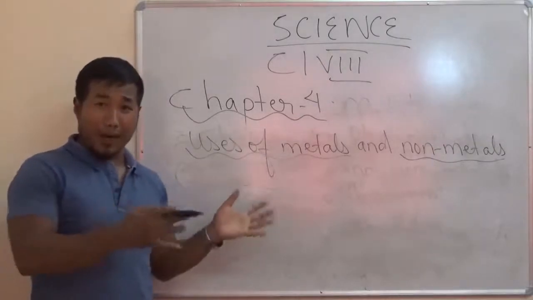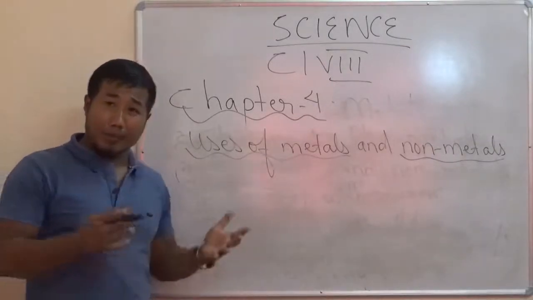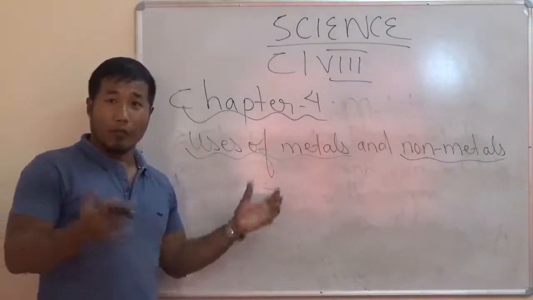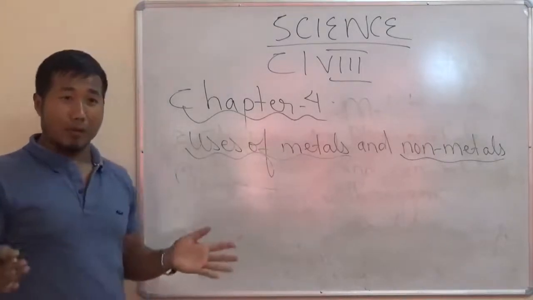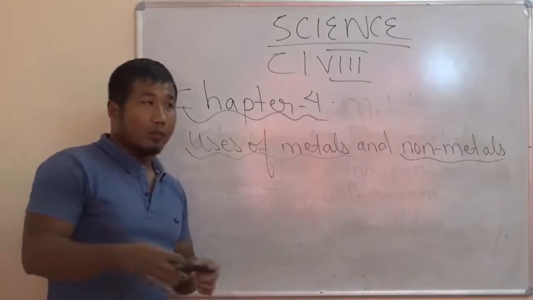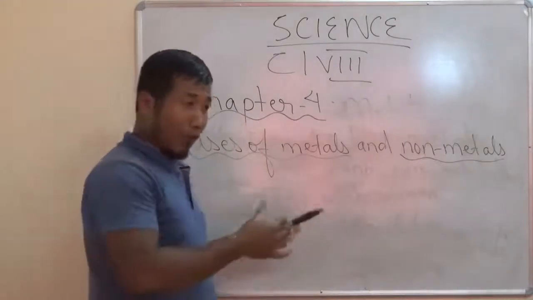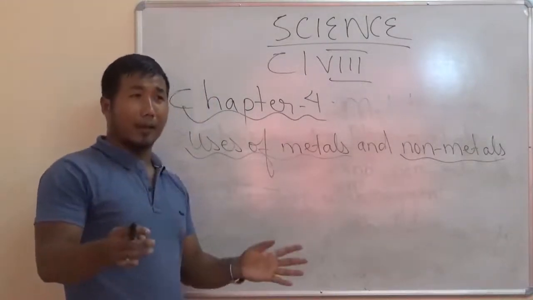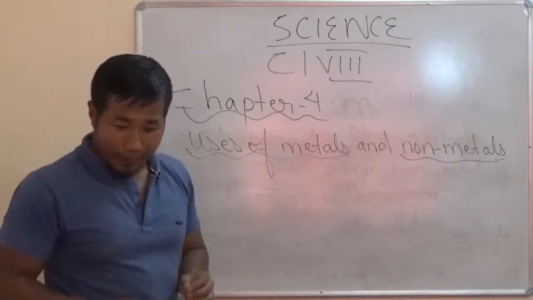The uses of metal: small metal for making homes, small for making houses, and for making vehicles like motors, cars.